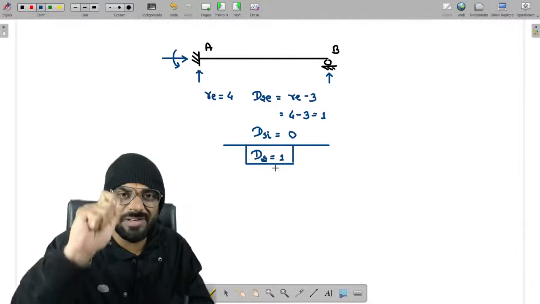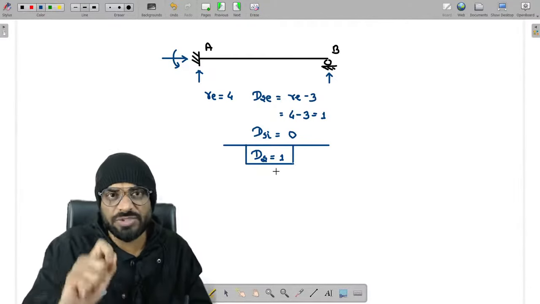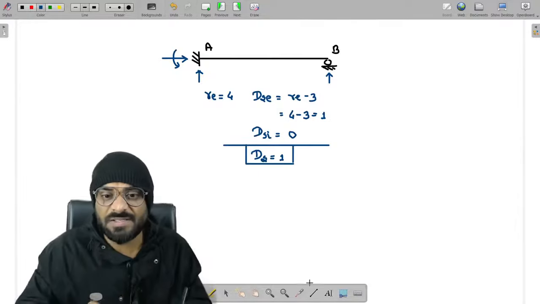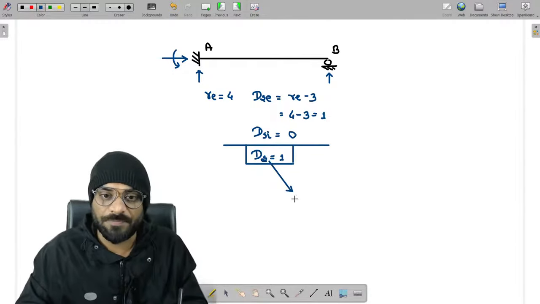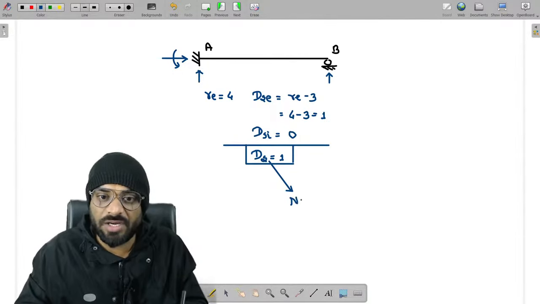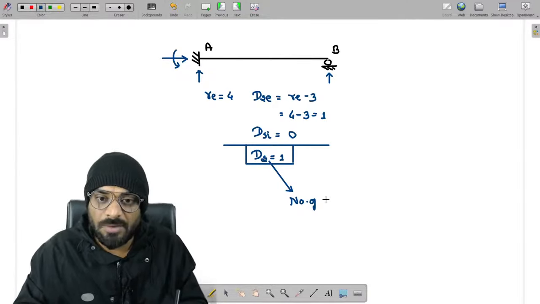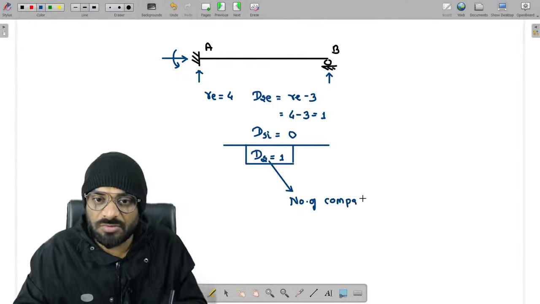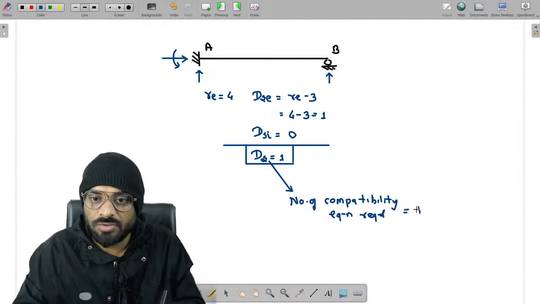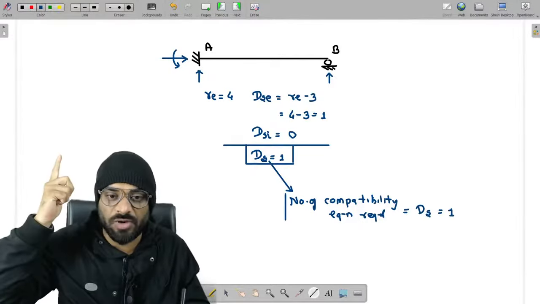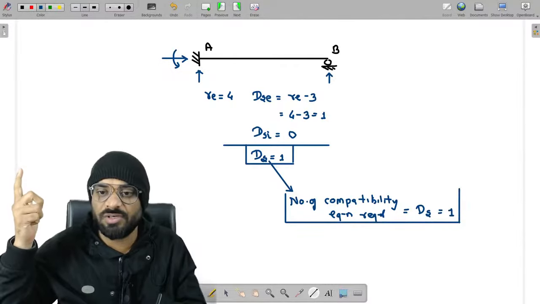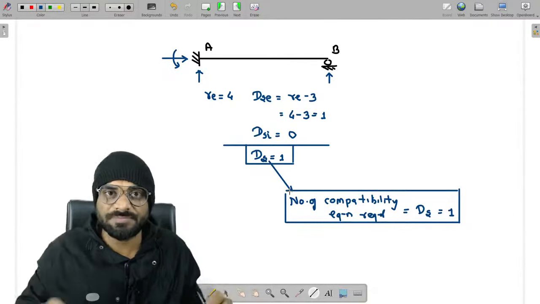Guys, in this case, only one reaction is there which we are not able to solve by using the static equilibrium equations alone. That is the reason we need to use the compatibility equation. So how many compatibility equations are required? The number of compatibility equations required is equal to the value of ds. And how much ds do we have? 1. So only one compatibility equation is required in this case. If we know this compatibility equation, we are able to solve our problem and get the answer. Very simple. Getting the point?